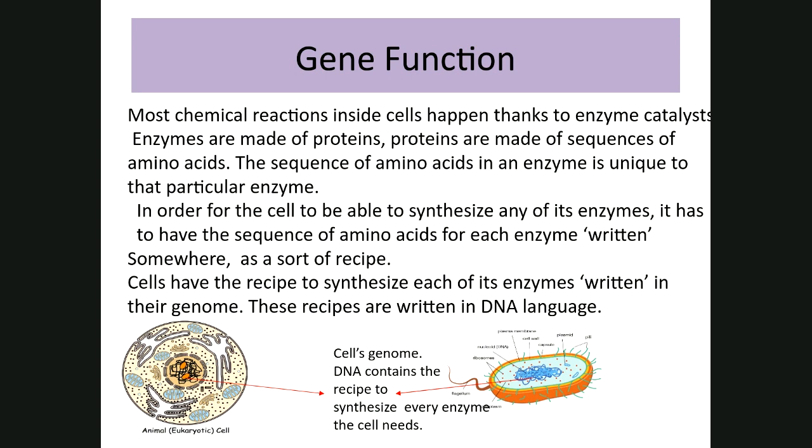In order to make proteins, the cell is going to go after the recipe and follow the recipe. What the recipe is telling the cell is which sequence of amino acids need to be put together to make a specific protein. So the gene is telling the cell the sequence of amino acids needed to make each specific protein. Each gene is different because it codes for a different protein, and each protein has a different sequence of amino acids.